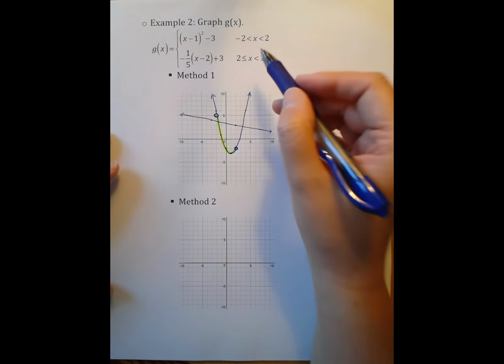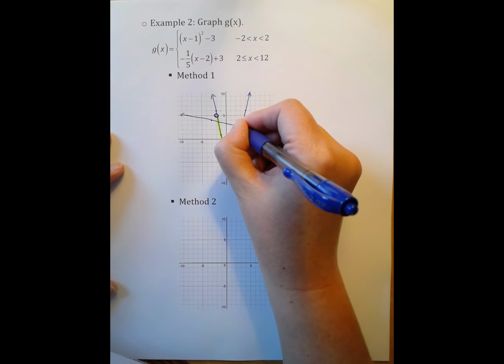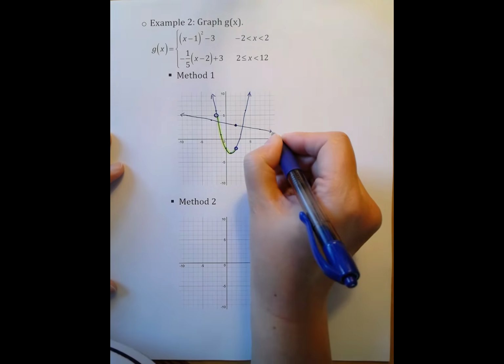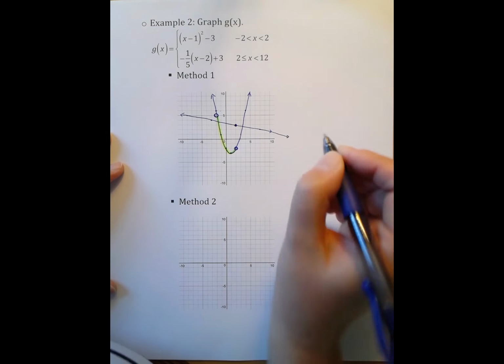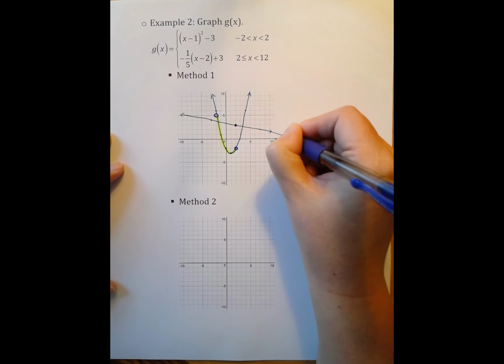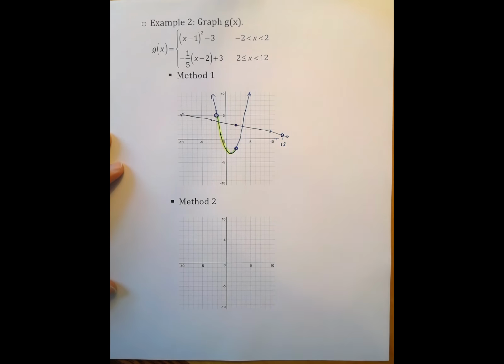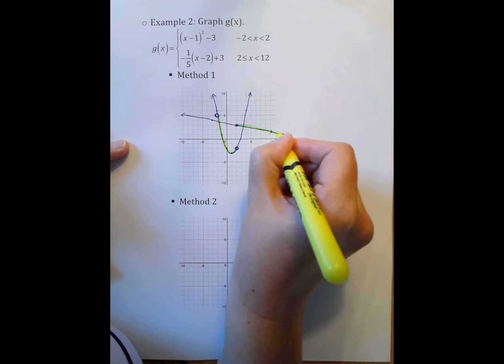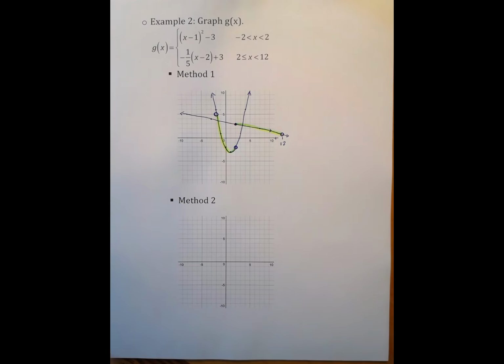The second function begins at 2, but it's a closed circle. There's that closed circle. And it goes to where x is 12. So unfortunately, my graph needs to go a little bit further. So 11, 12, I apologize for that, but it's an open circle there. And so then I highlight that portion. Again, using a pencil here will make this a lot prettier.